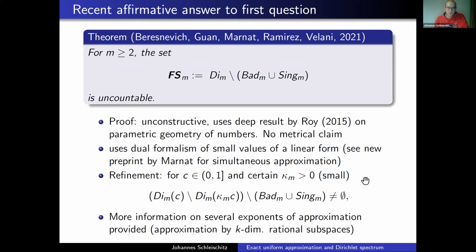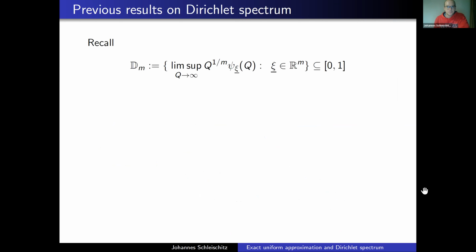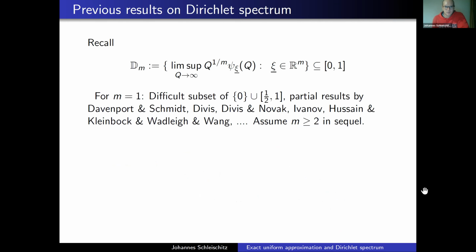And there's also some other more information which I don't want to talk too much about: approximation by rational subspaces of some dimension, of all dimensions in between, is also part of this 2021 paper. Some previous results, recall how we defined it. Then for m equals 1, I said it's kind of a difficult set. In fact, it has 0 and otherwise it's contained in [1/2, 1]. And I just give you some references, but for the sequel, I will always work with m at least 2.